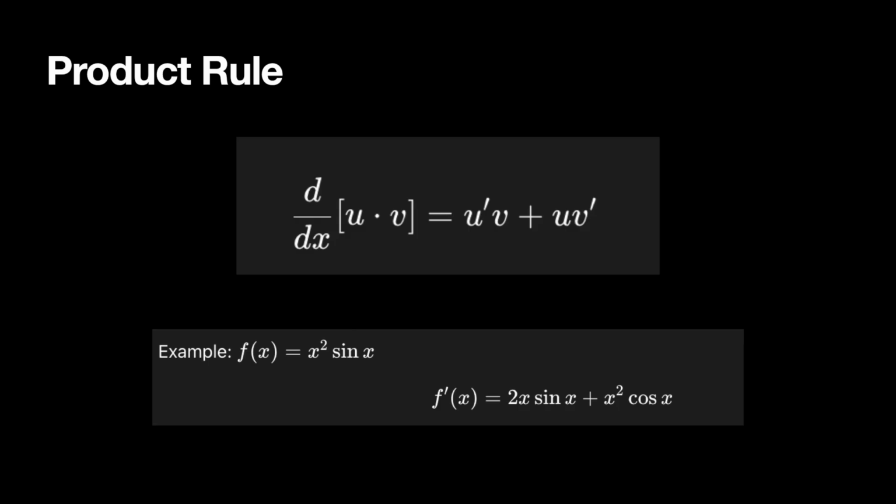Now, here's an example. Since x squared and sine x are two functions that are multiplied together, you can use the product rule. Now the derivative of x squared is 2x, and you just keep sine x the same, and then you add x squared. You don't take the derivative of that, but you do take the derivative of sine x, which is cos x.